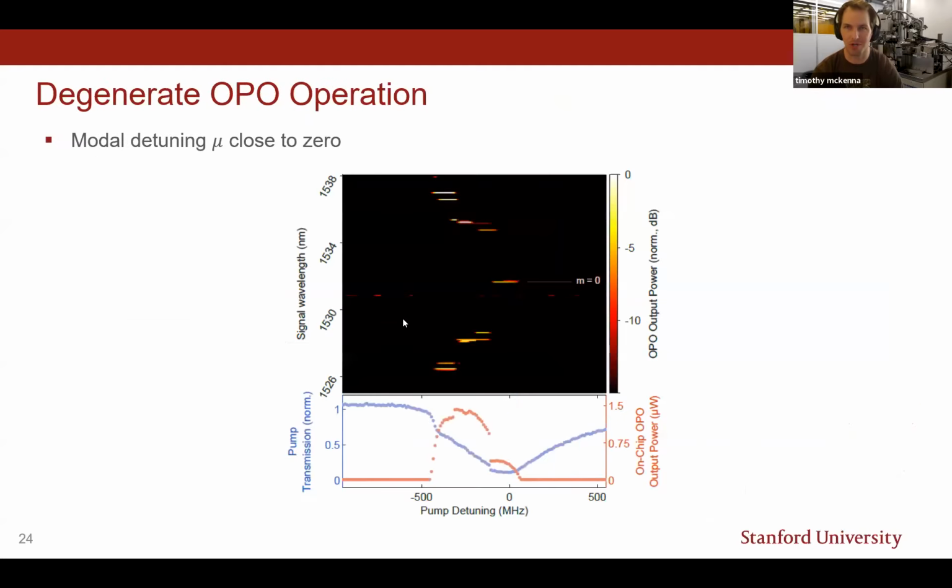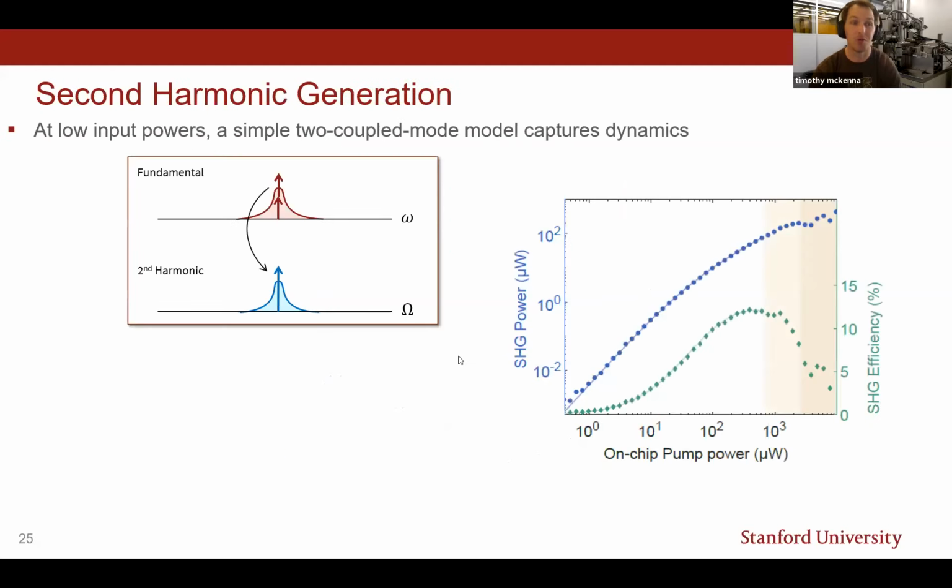We were also able to achieve degenerate OPO operation where we make mu close to 0. And here you can see at 0 detuning, we get degenerate operation. We can talk about more why this isn't fully filled in. Maybe I'll show you a simulation at the end of the presentation, but basically there's disorder in the system in terms of the Qs. Okay, so that's the OPO.